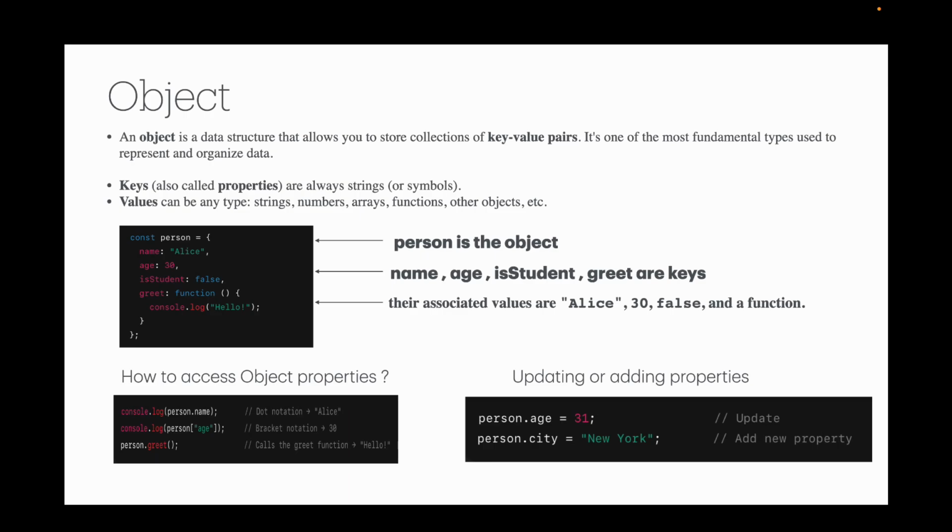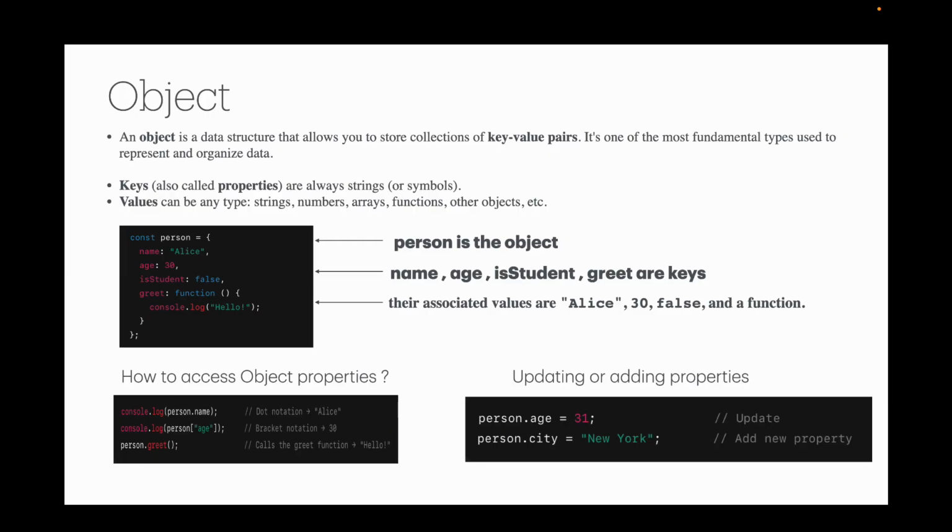So what is the syntax? First we write the object name and then a dot, then the key name. Like in this case, we have person as the object and name as the key, so it will print Alice. In the second one, we have bracket notation. In this, we write the object name and then brackets and then the key name. So we have written person and then the key, that is age, and it will return 30. Similarly, we are calling the greet function using the dot notation again, person.greet.